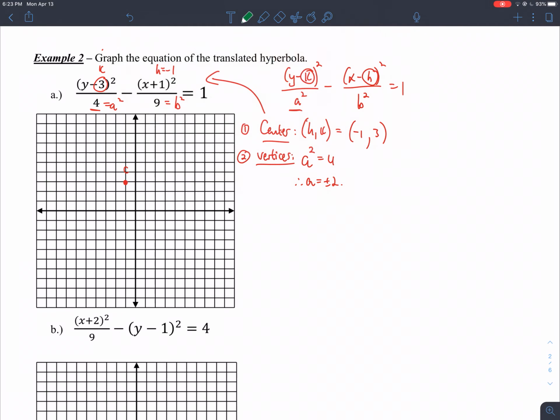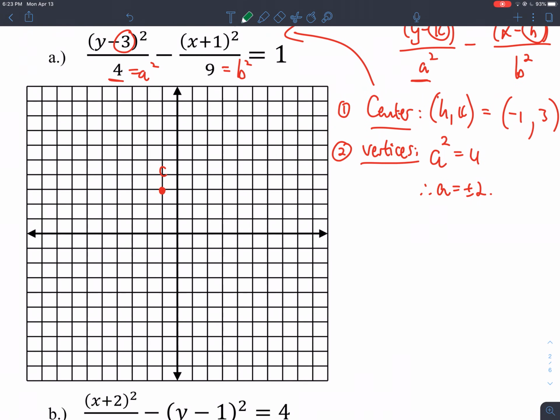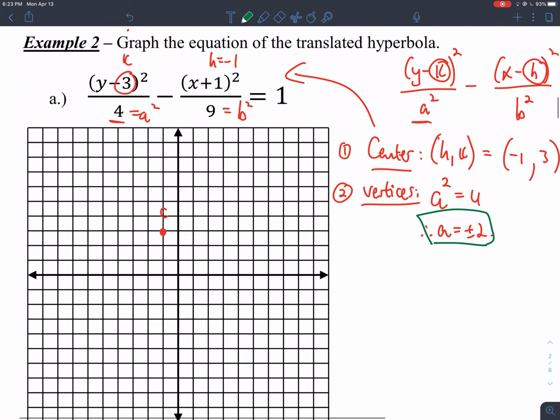Be careful, just like we did before. Before, our center was here, and I went 2 units this way, 2 units this way. Well, now the center has moved, so the vertices are 2 units away from the center, and they're 2 units away in the y direction, because y is in front of the minus. So I go up 2 and down 2, and these are my 2 vertices. So this is a vertex.